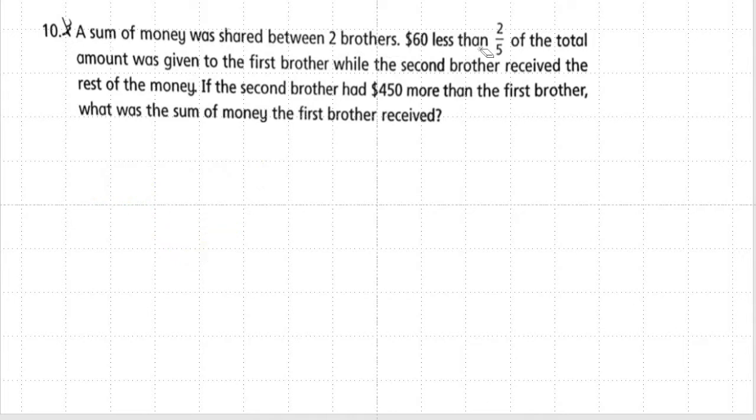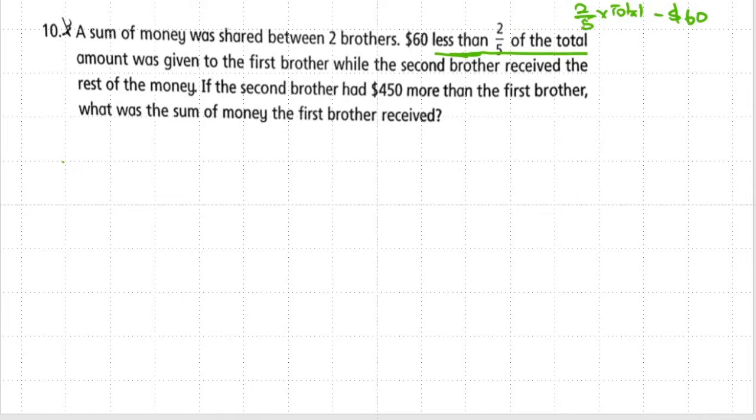A sum of money was shared between two brothers. 60 less than 2/5 of the total amount. So it's actually what? When we read such a question, be very careful, which means that 2/5 of the total amount times total minus $60. This is the meaning of less than. That means this one you must put in front, minus of this.